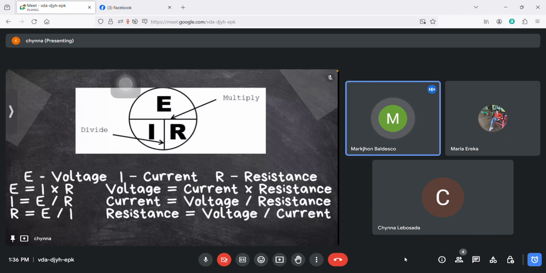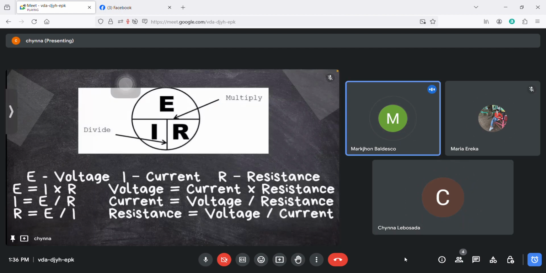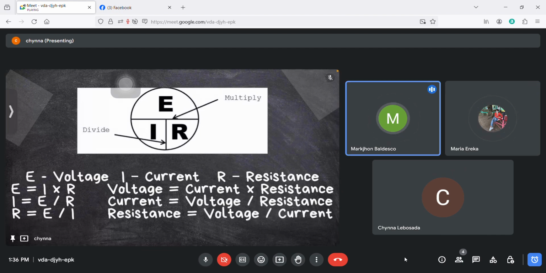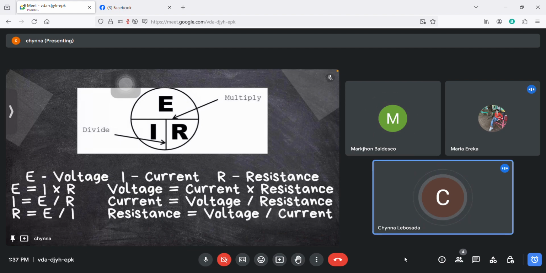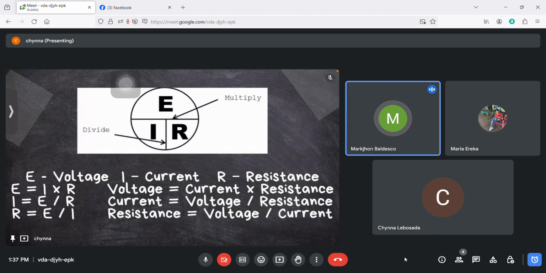So here are some examples of the formulas. E means voltage, I stands for current, and R stands for resistance. The formula of voltage is E equals I multiplied by R. The formula of current is I equals E divided by R. And the formula of resistance is R equals E divided by I.